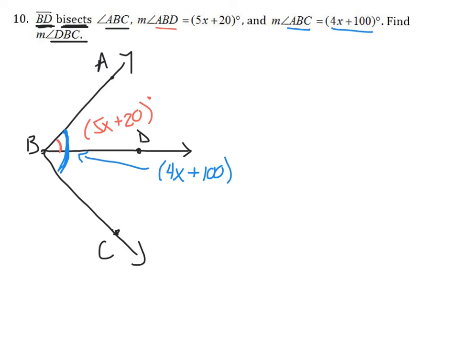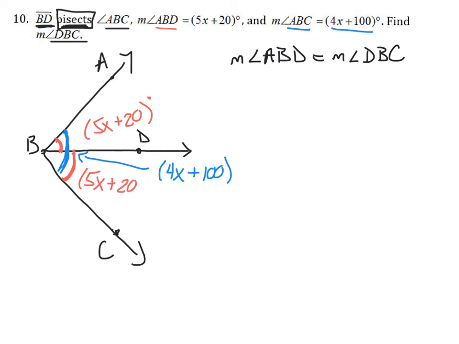Well, let's focus on everything I know right now. Let's go back to what I started with, bisects. Because it bisects, I know that the measure of angle ABD has to be equal to the measure of angle DBC. So this angle that I marked in red earlier is going to be congruent or equal in measurement to the angle below it. That means I can also write down here 5x plus 20. They're going to be the same.